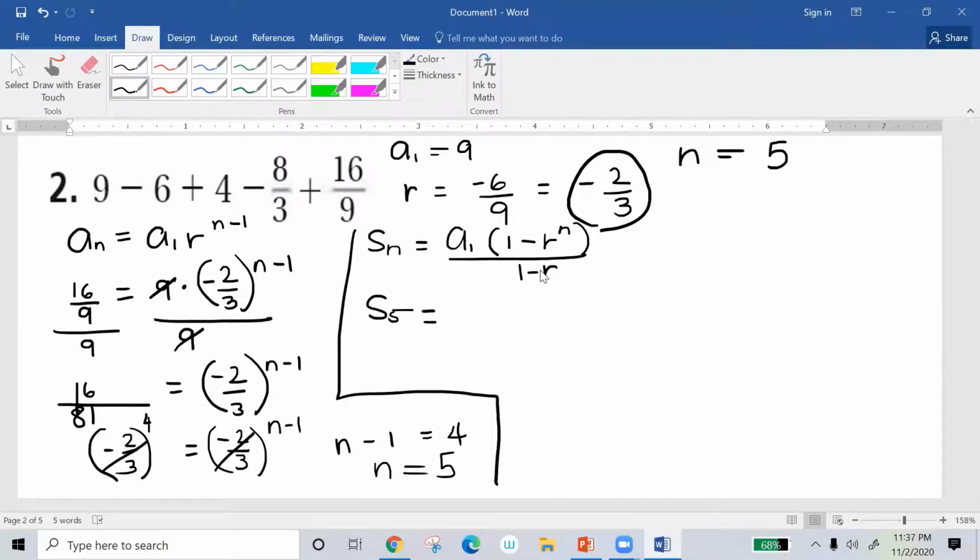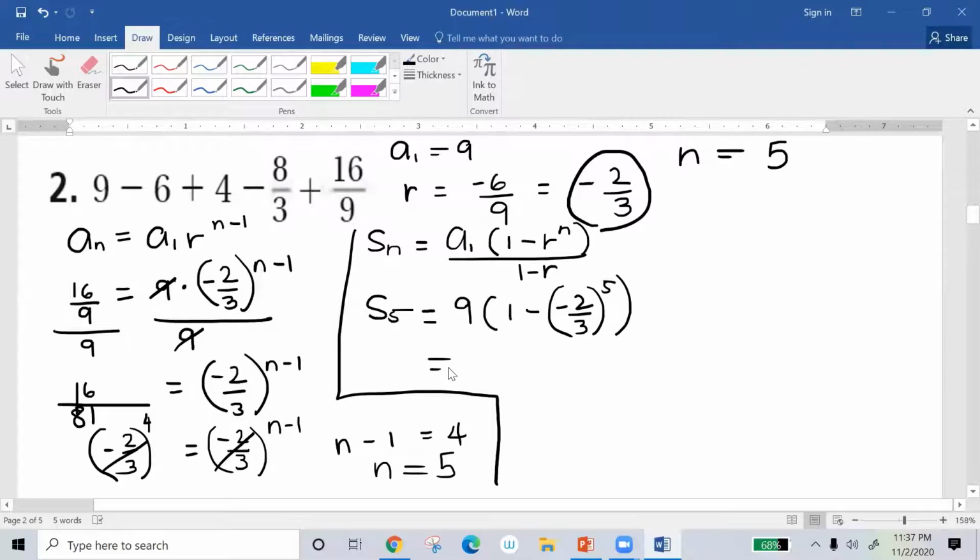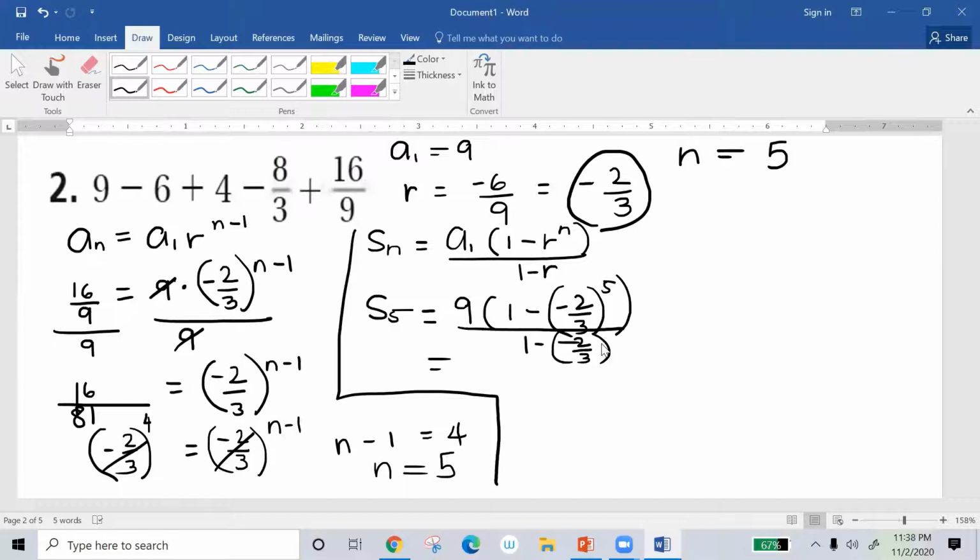A sub 1 is the first term, 9 times 1 minus the common ratio, which is negative 2 over 3. Don't forget the sign, raised to n, which is 5. Okay? We have 9. Okay, don't forget 1 minus negative 2 over 3. Our denominator. Okay, next. Simplify. What is negative 2 over 3 raised to 5? So it will be 32 over 243.